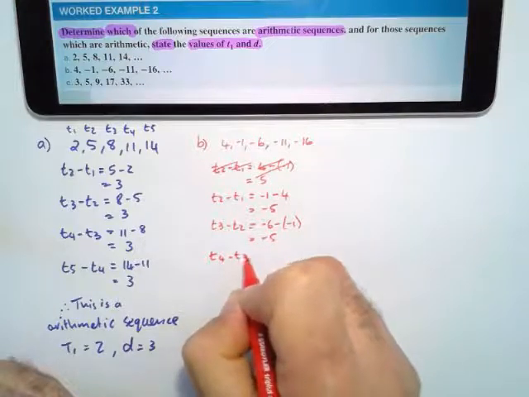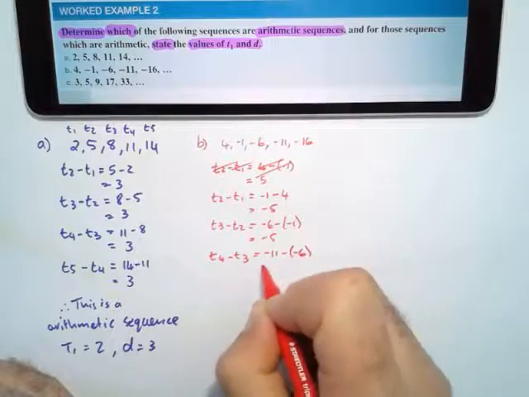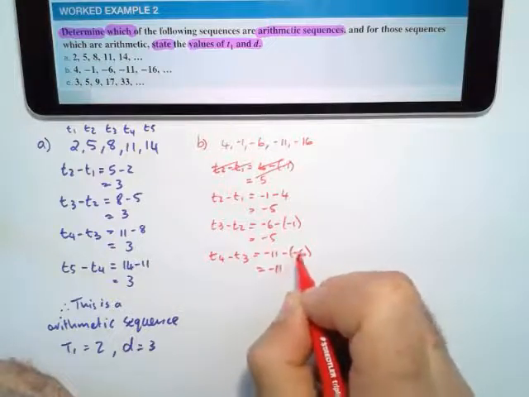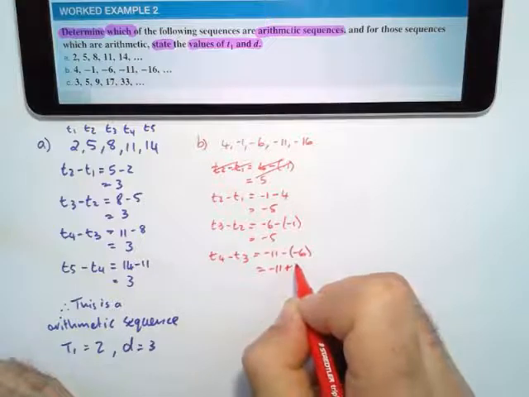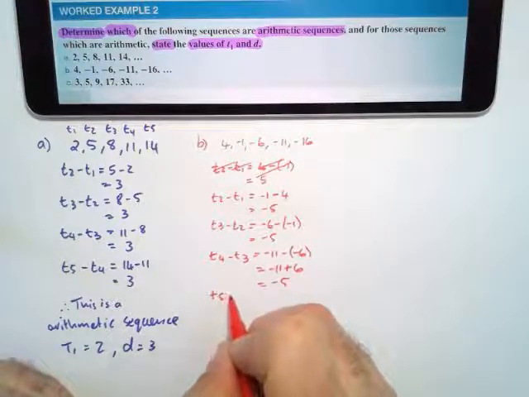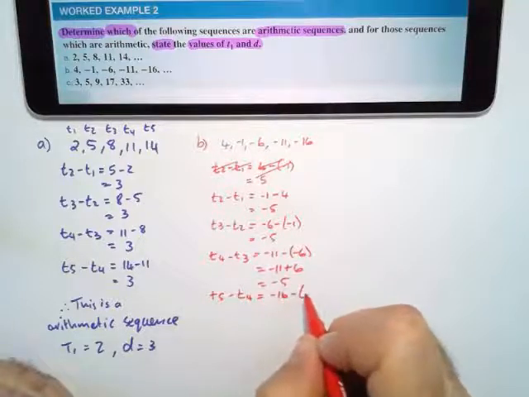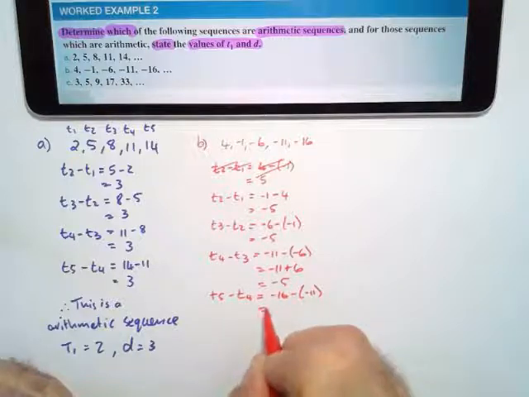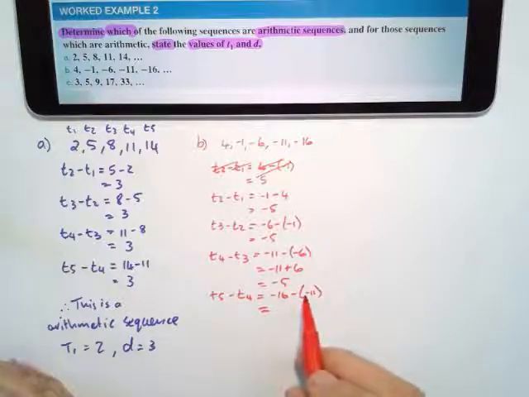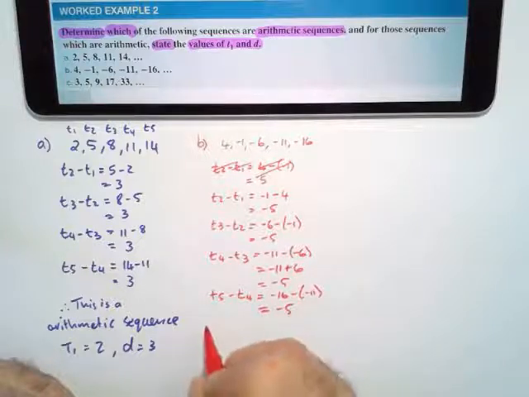T4 take away T3 is going to be negative 11 take away negative 6. This is negative 11, and take away a negative is plus 6, and that gives us negative 5. T5 take away T4 is going to be negative 16 take away negative 11. A negative and a negative is a positive. Negative 16 plus 11 is negative 5.